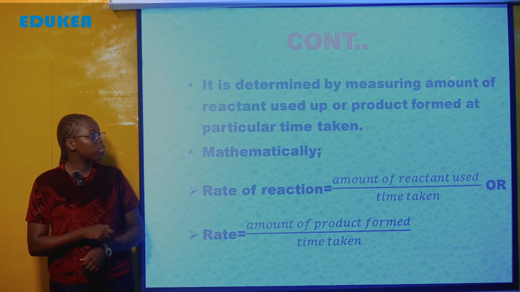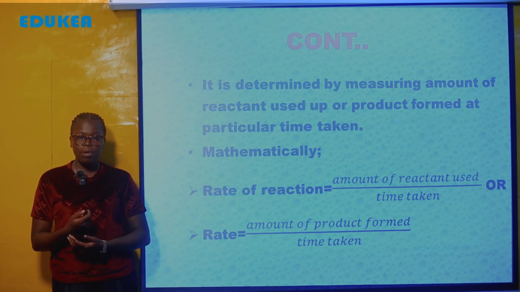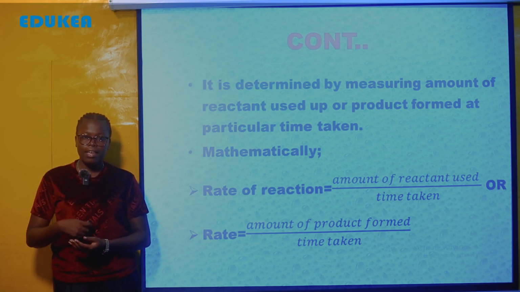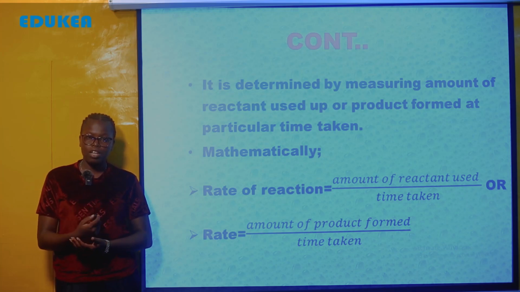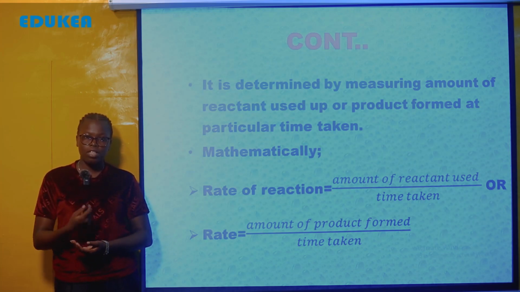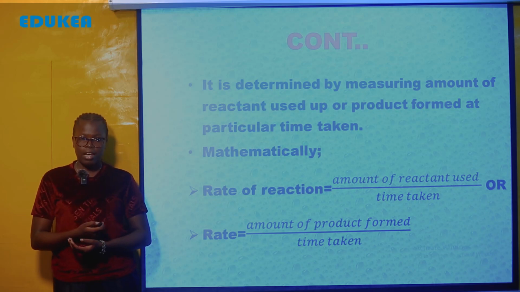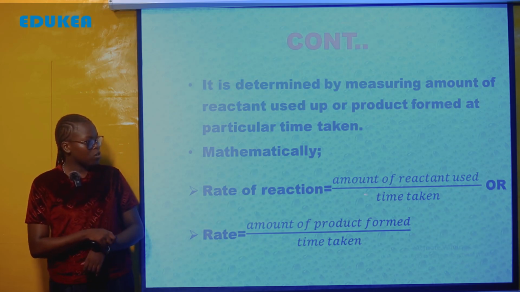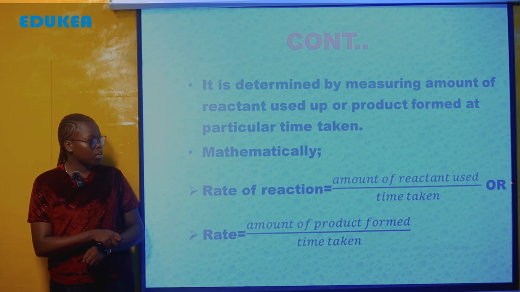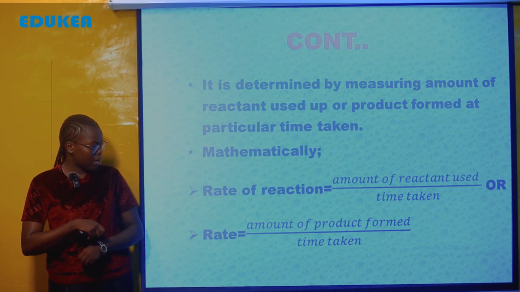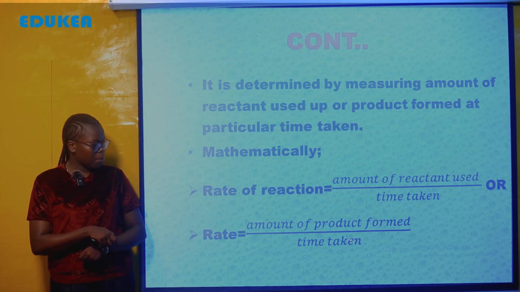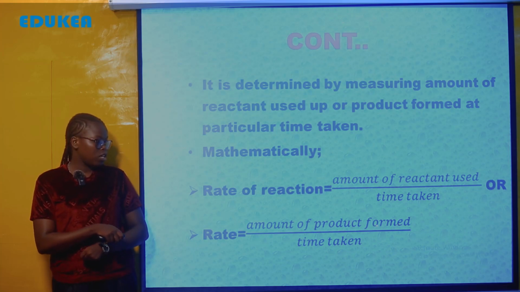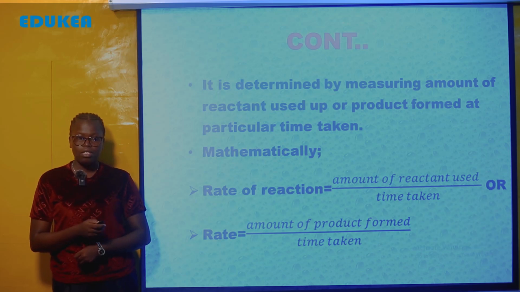And it is determined by measuring the amount of reactant used up or product formed at a particular time. Kwa rate of a chemical reaction tunakuwa tunaipima kwa kuangalia kiasi cha reactant kilichotumika katika chemical reaction au kiasi cha product formed during the rate of chemical reaction in a given time. And mathematically it is expressed by taking the rate of chemical reaction equals to amount of reactants used per time taken, or you can take it by measuring the amount of product formed per time taken or time used during the formation of a product. So this is how we can determine the rate of a chemical reaction.